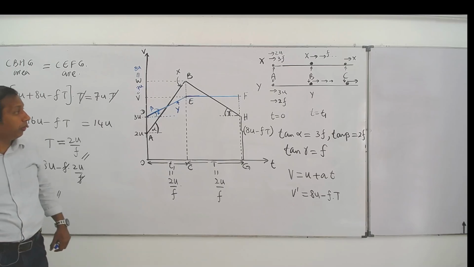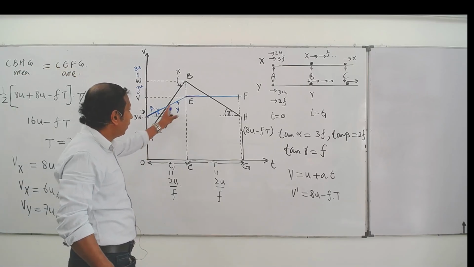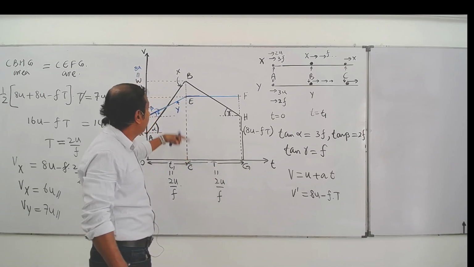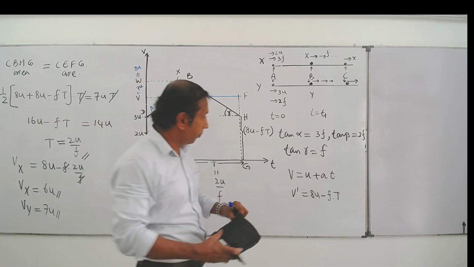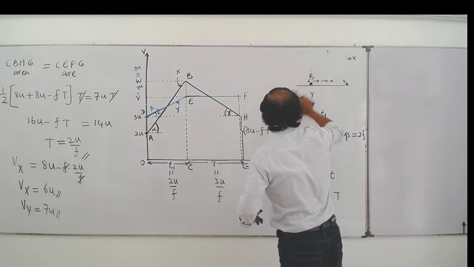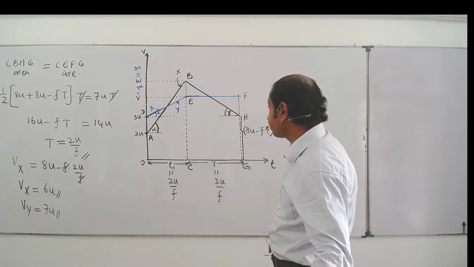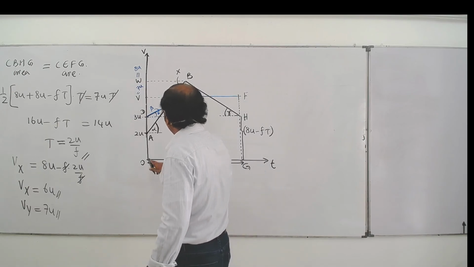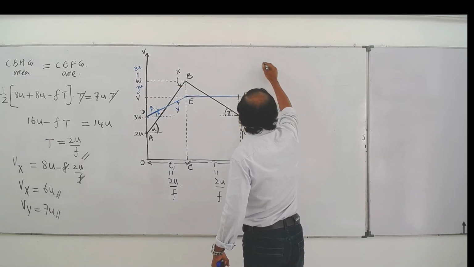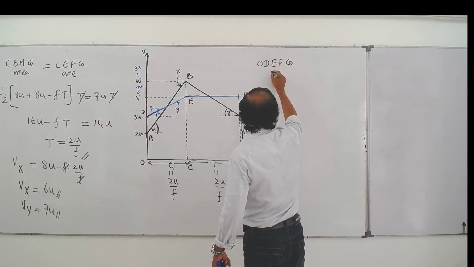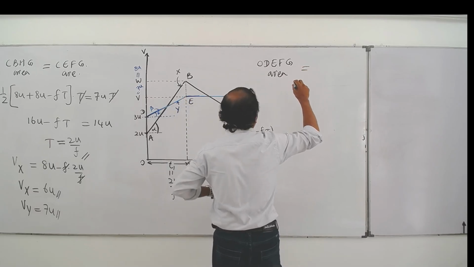Right. Now asking the distance between A and C. Distance between A and C means one area, either the area below the blue one or black one, whichever you take. Then we'll find one area there, that is the distance between A and C. Now we'll find that area. I'll take this ODEFG area. That is the total distance traveled.